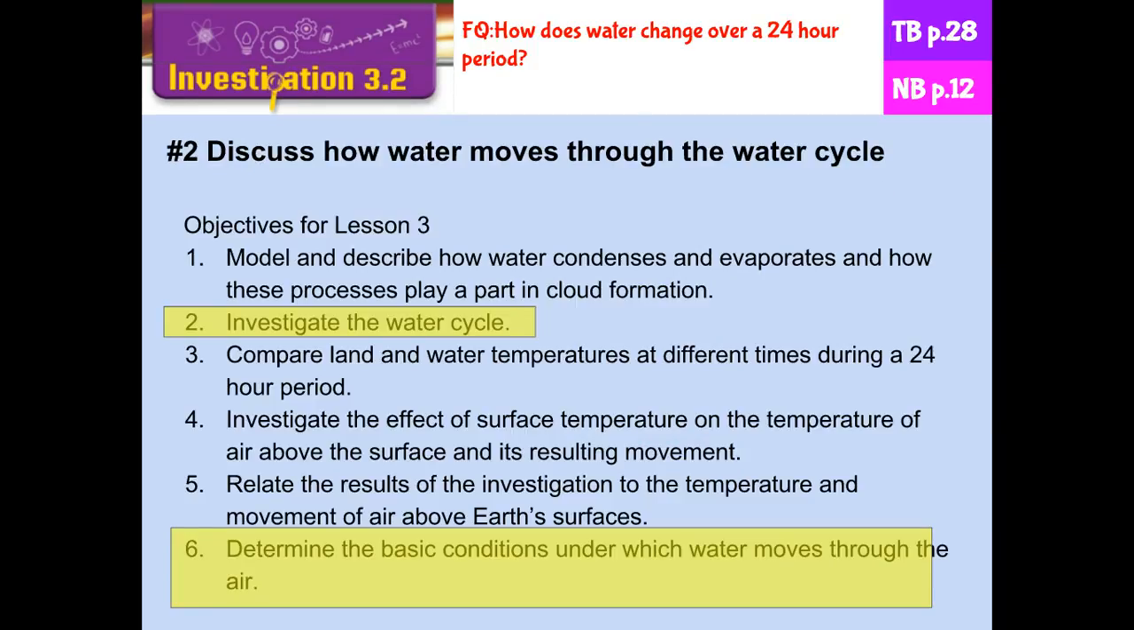We're going to discuss a little bit how water moves through the water cycle, and then what conditions help the water move through. So you might discuss maybe how the heat helped it up. And then you should answer number 2, discuss how water moves through the water cycle in your notebook under your objectives.